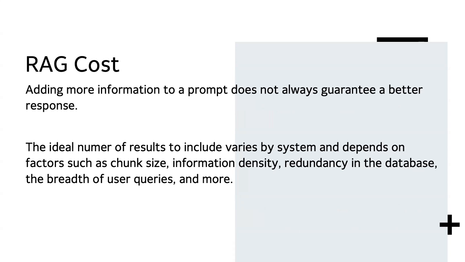Adding more information to a prompt does not always guarantee a better response. The ideal number of results to include varies by system and depends on factors such as chunk size, information density, redundancy in the data, the breadth of user queries, and more.